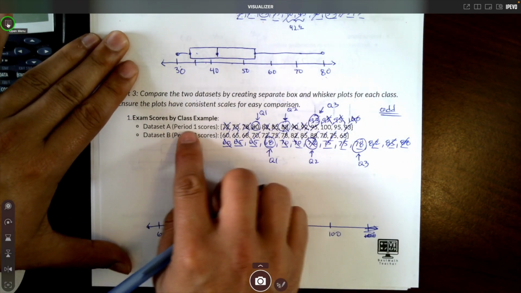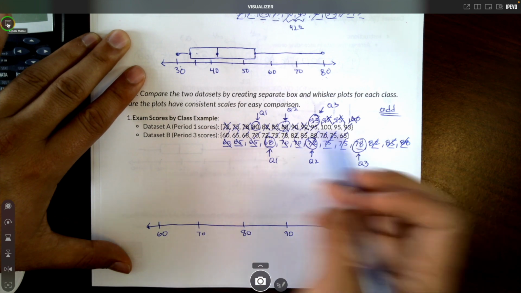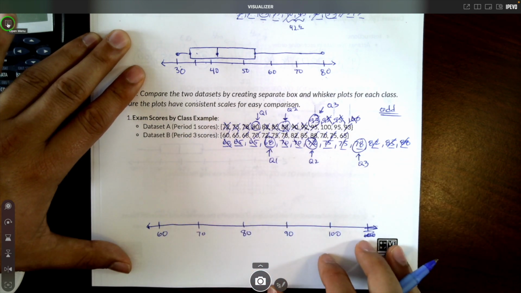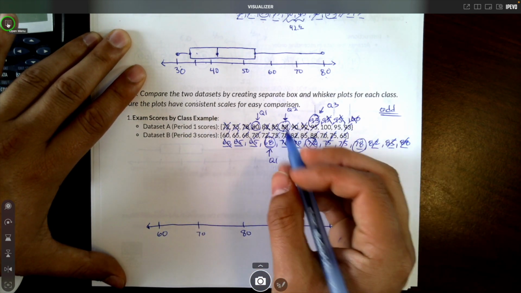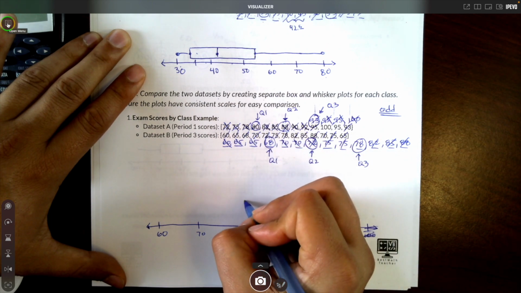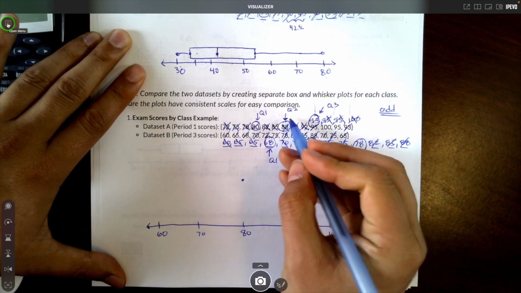So let's do class A, period 1, which I'm pretty sure you're from period 1 because you sound super smart. And it looks like this is our smart class. So Q1 is 80. Put this on the top. Q2 is 88.